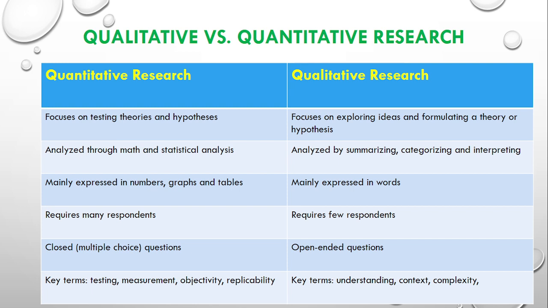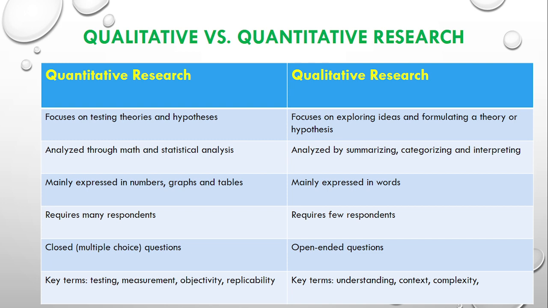Now, in quantitative research, it focuses on testing theories and hypotheses, right? We know what theories are, right, and hypotheses, right? Then in qualitative research, it focuses on exploring ideas and formulating a theory or hypothesis. So that is one difference that is noted. One focuses on testing theory, one focuses on formulating the theory.